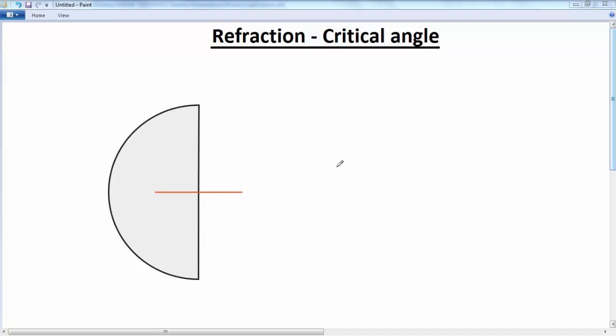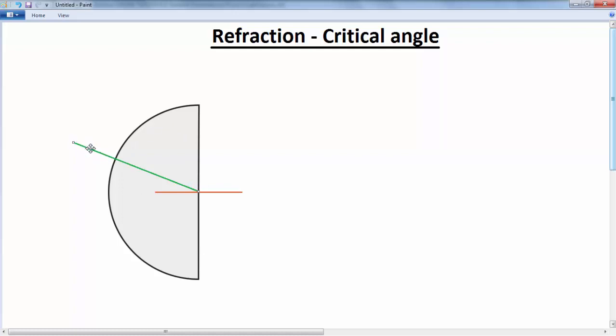In this lesson we're going to look at refraction and the critical angle and how this leads to a phenomenon called total internal reflection. To do this we're going to use a semicircular glass block, and for example we're going to fire a laser beam at the centre of the glass block. Okay, let's do that.